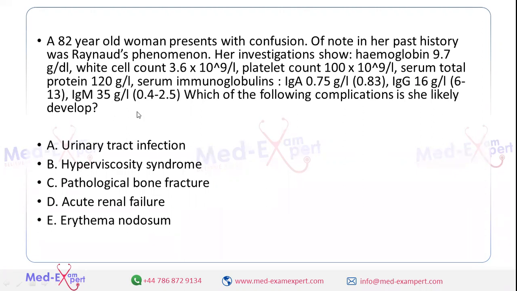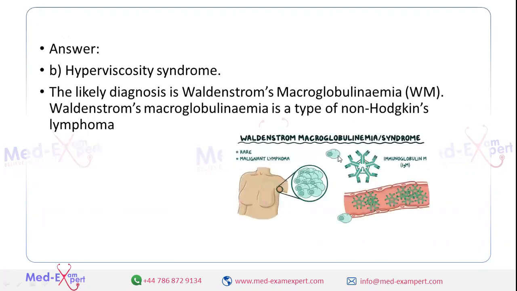So this is an elderly patient coming with a very high IgM level. Any idea what it could be? A very high IgM level in an elderly patient. Hyperviscosity syndrome. Yes, very good. So it's a hyperviscosity syndrome because of Waldenstrom's macroglobulinemia, one of the variants of plasma cell dyscrasia.